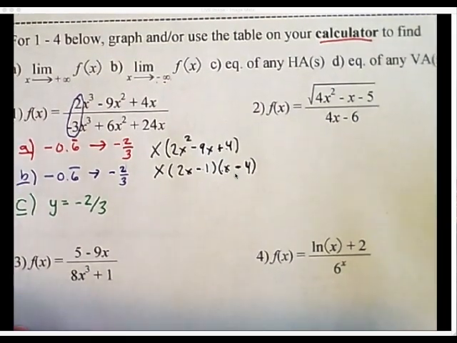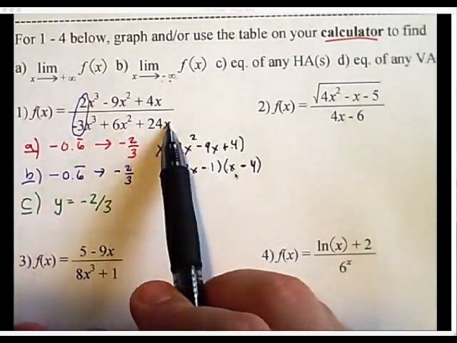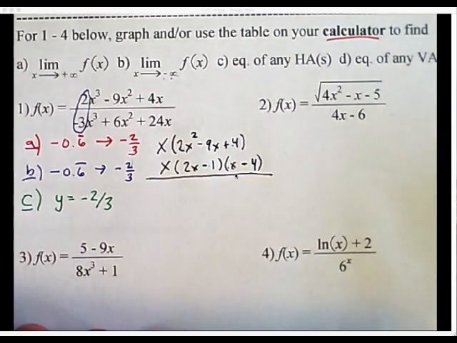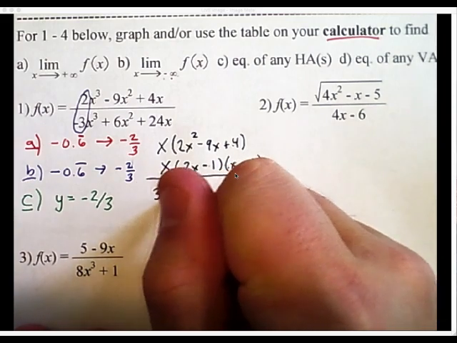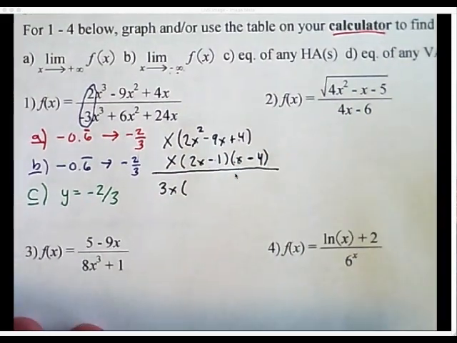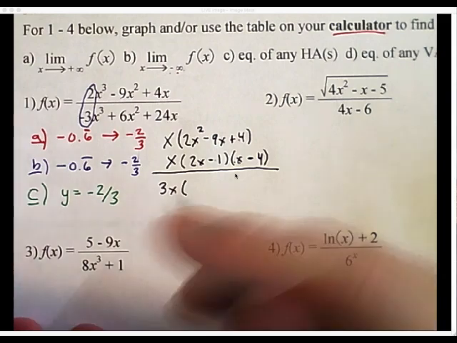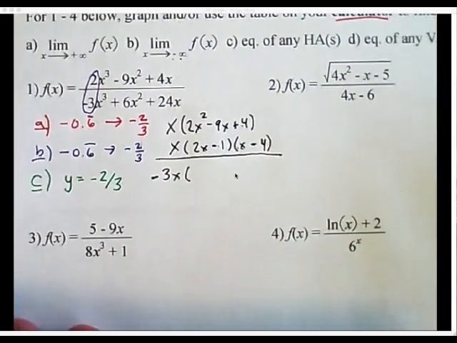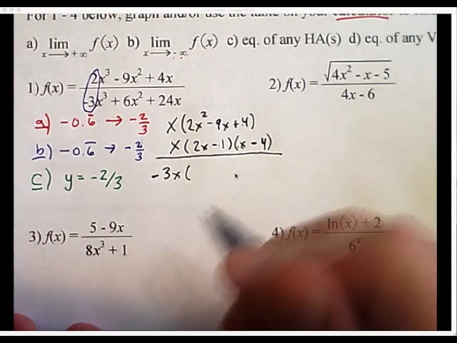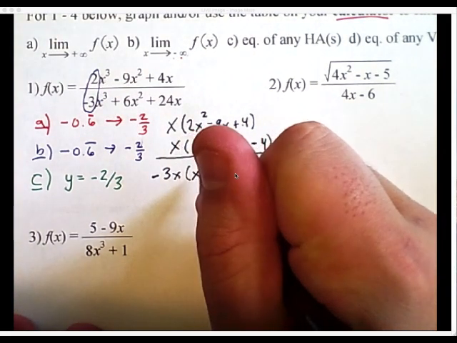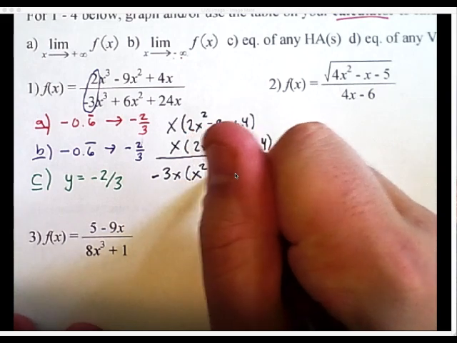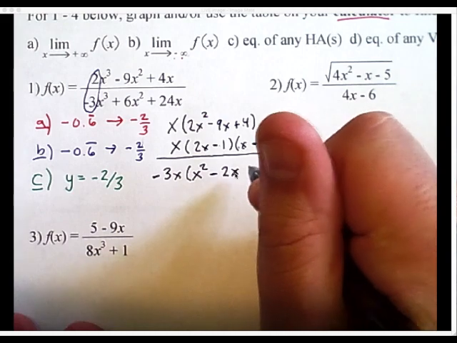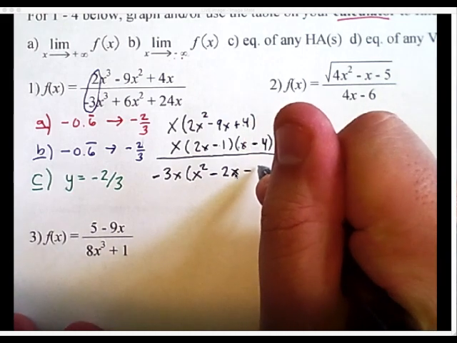Now what about the denominator? Look at all three of these terms. You could actually take out a 3x there. If I take out a 3x, or actually let's take out a negative 3x, we would be left with an x squared minus a 2x minus an 8.